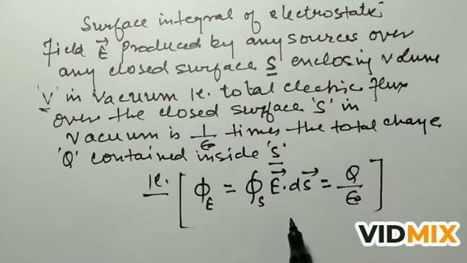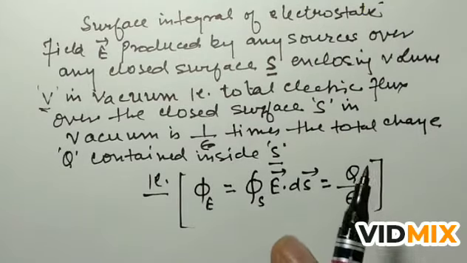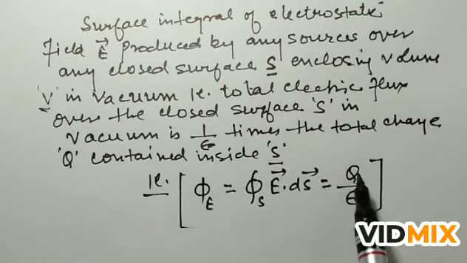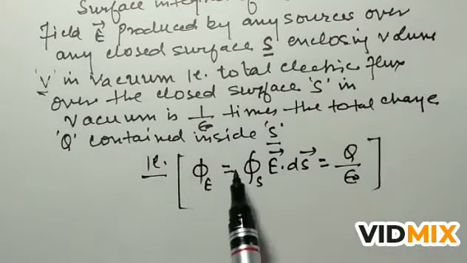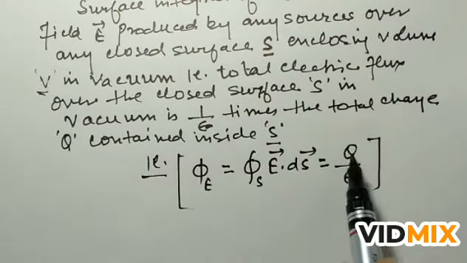किसी भी surface के अंदर जितना charge enclosed है उससे गुजरने वाला जो flux है वो उस charge के 1 by epsilon naught times के बराबर होता है. So this is the Gauss theorem. So again, phi is equal to Q by epsilon naught.